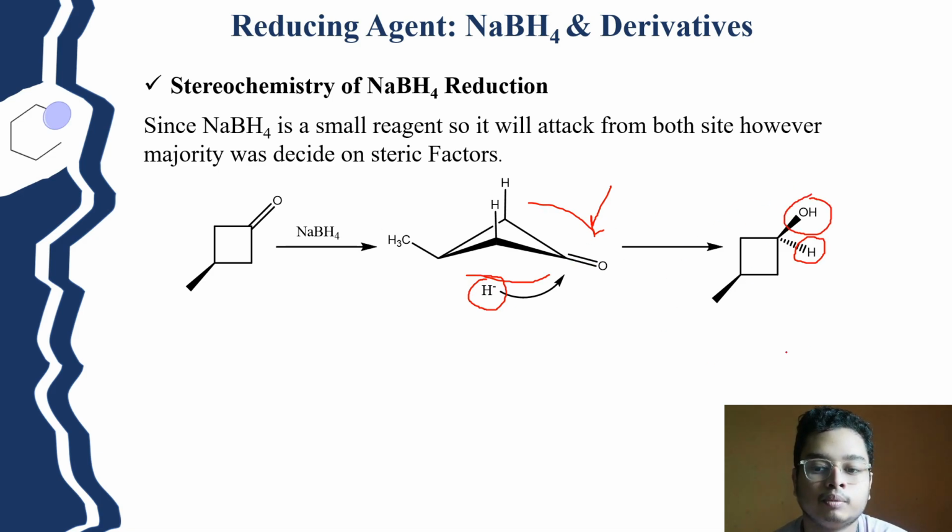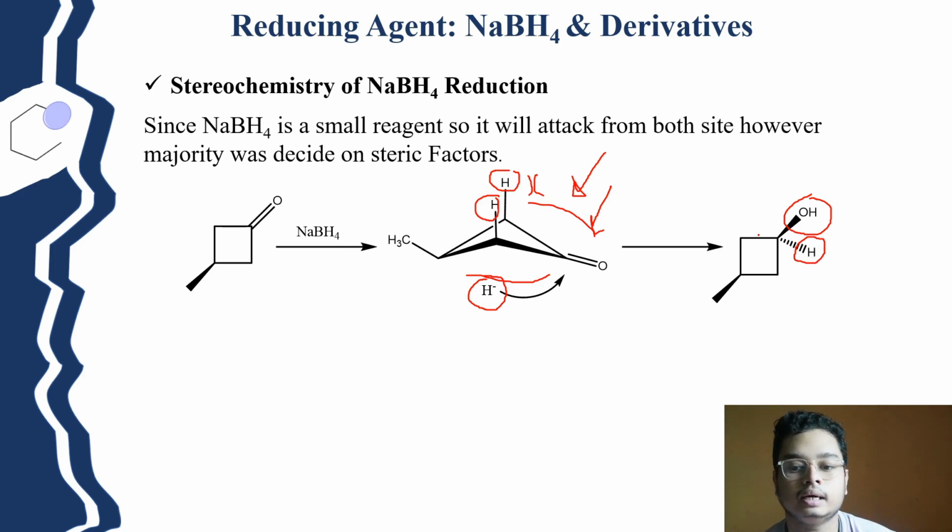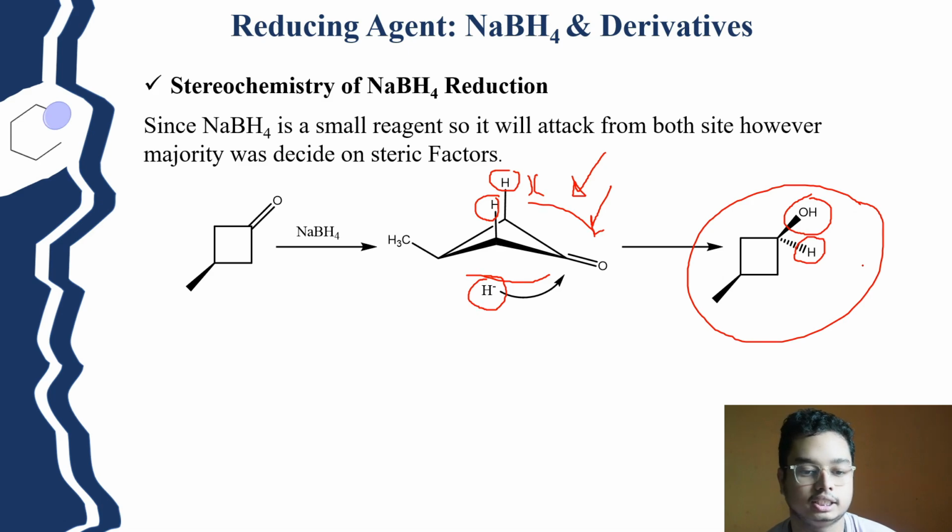Both structures are observed, but this structure is the major one, because if the reagent approaches from this particular center, you can find a diaxial interaction, or the hydride will face the diaxial interaction, and that's why the other product becomes the minor product, whereas the hydride attack from the lower side will generate the major product of the reaction.